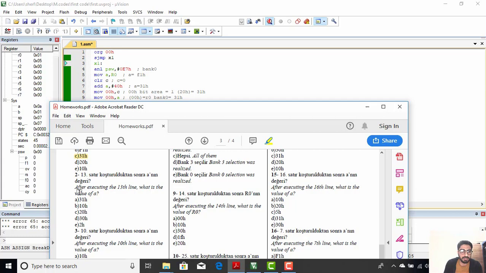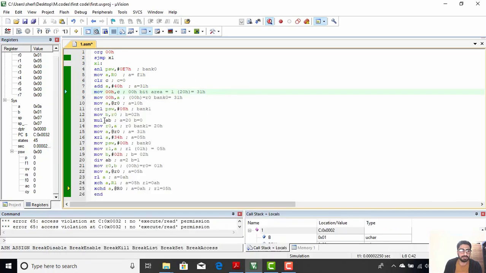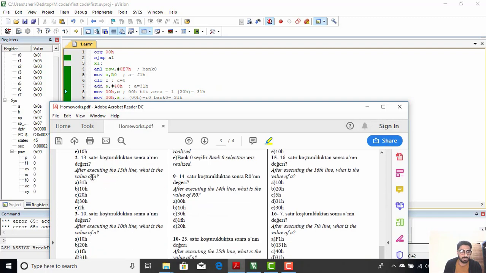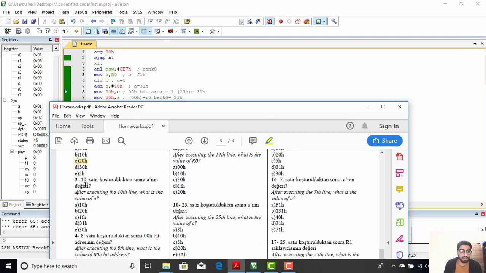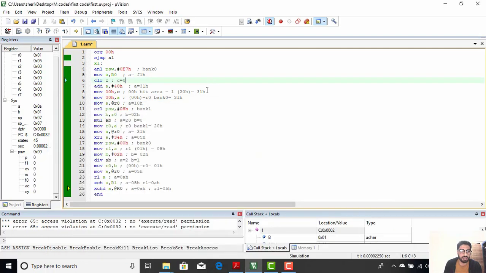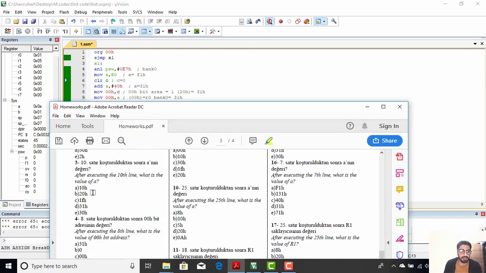The second question, after executing the 13th line, what is the value of A after the multiplication? A is going to be 20, so A is 20x, and this is the right answer. The third one, after executing the 10th line, what is the value of A? It's 10x, and A is equal to 10x.